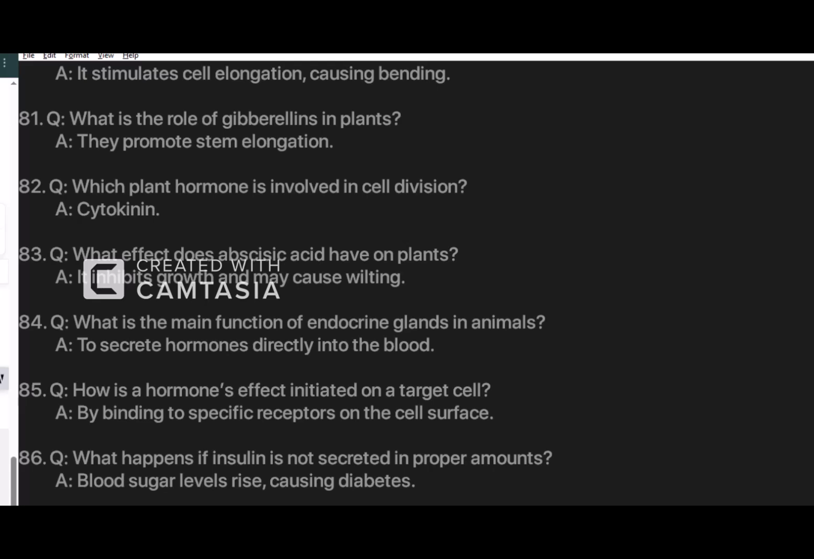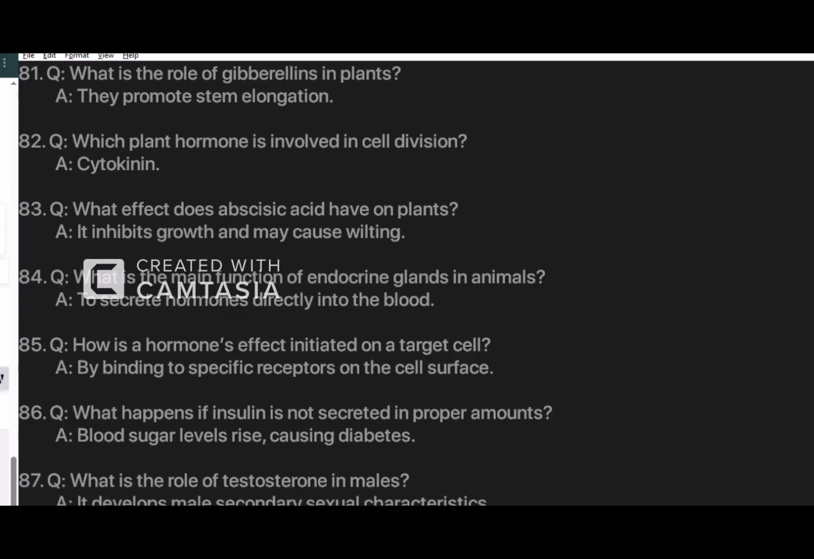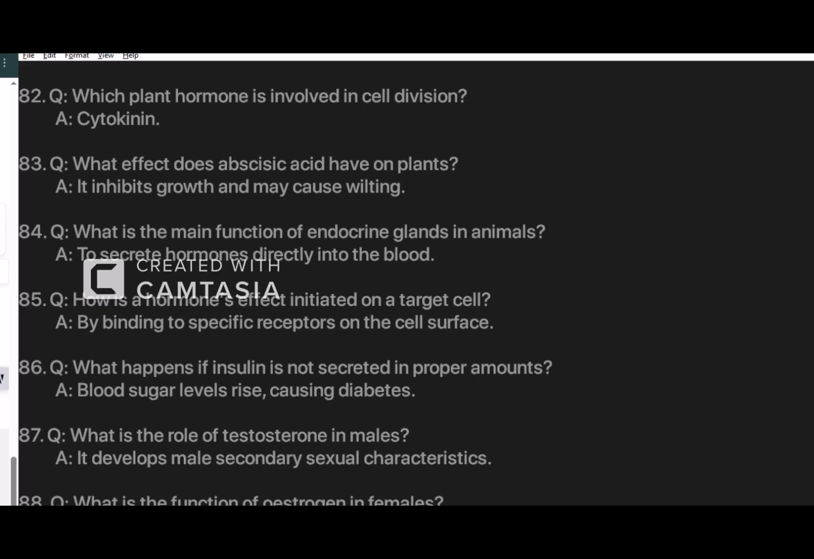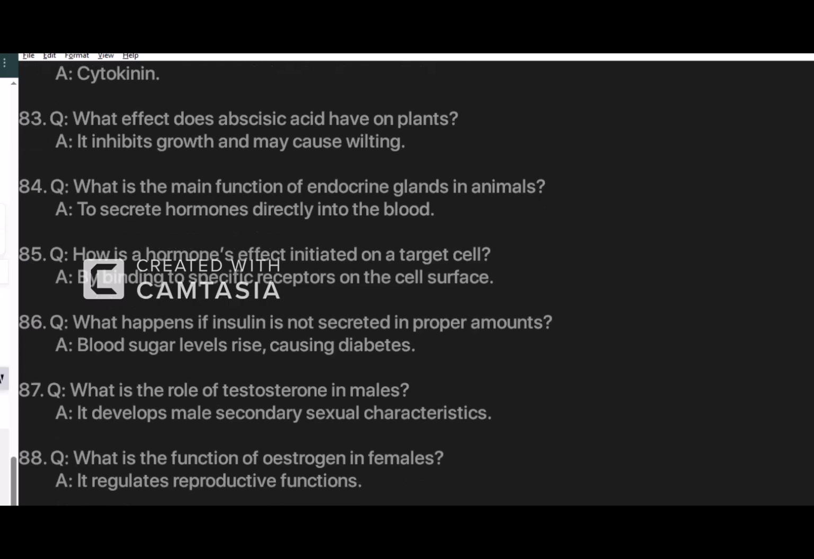86. Q. What happens if insulin is not secreted in proper amounts? A. Blood sugar levels rise, causing diabetes. 87. Q. What is the role of testosterone in males? A. It develops male secondary sexual characteristics.